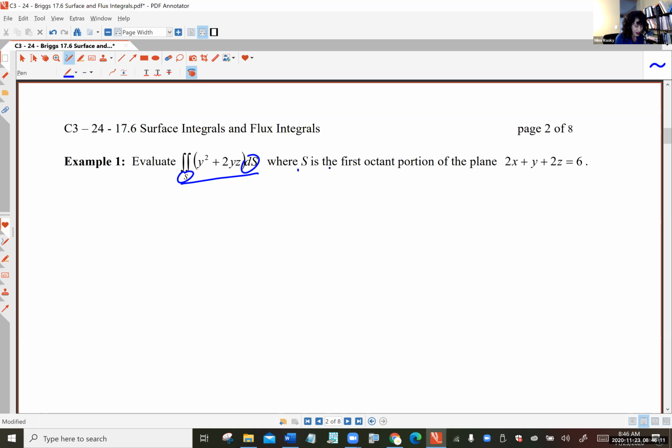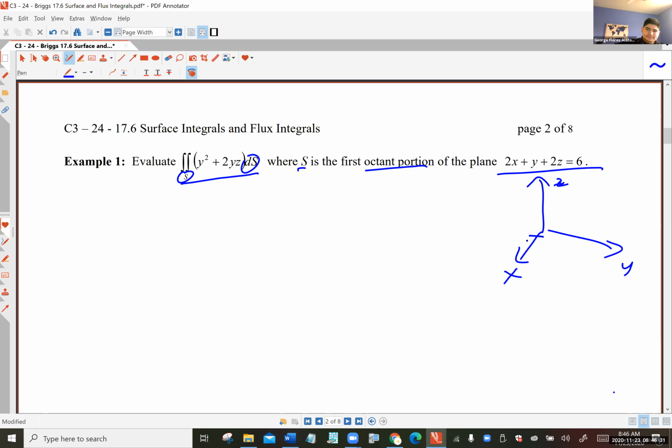Now the surface that we're doing the surface integral over is going to be the first octant portion of this plane. And you guys know how to sketch planes because you've been in the class now for almost 4 months. So if I find the intercepts, what's the x-intercept here?